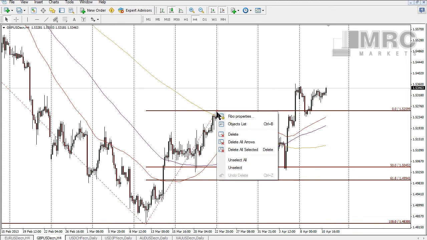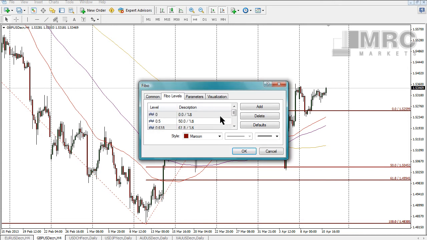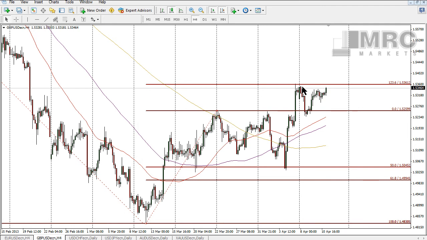Also, actually, if you add the Fibonacci extension level to this, I'm going to put in the minus 23.6, I'll call it the 123.6% extension. You can see that's where we're getting capped at the minute as well. So that's at the 1.5361 level.